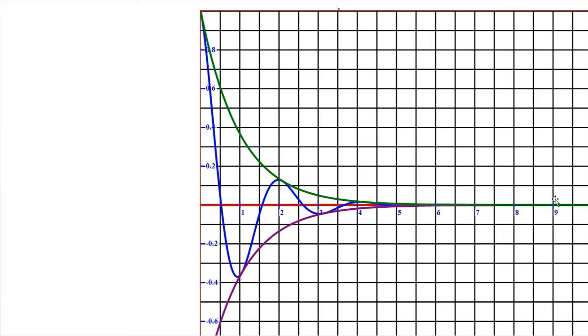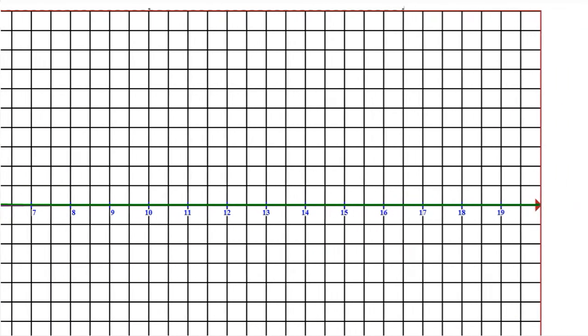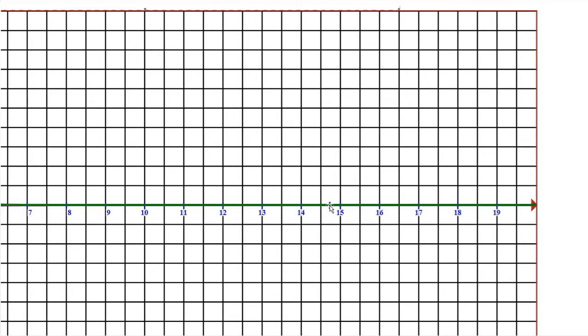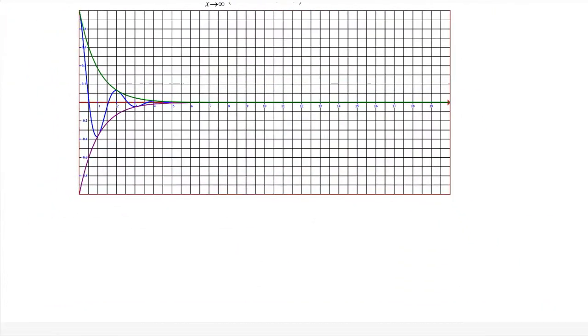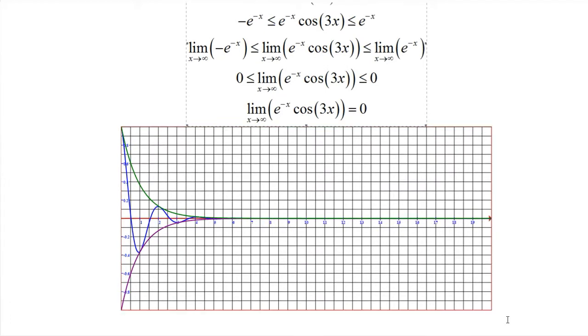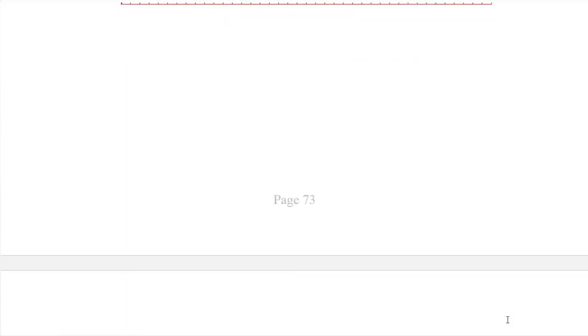If we looked way out here and zoomed way in, we would still see it going above and below the x-axis. But what we see is that the amount going up and down is less and less. This is what we call damped oscillation. At some point here, all three functions are pretty much indistinguishable at this viewpoint from the x-axis, from y equals 0. So 0 is then the limit. Okay, let's try another one.